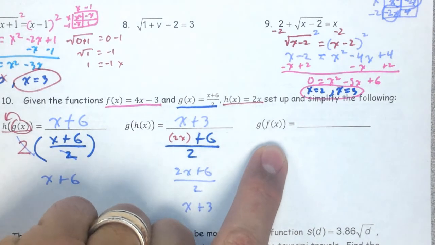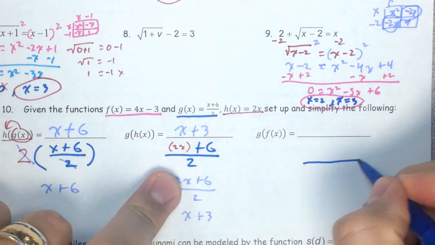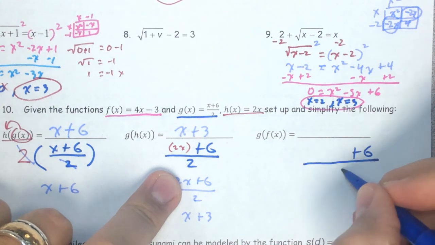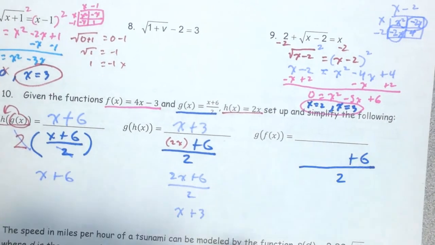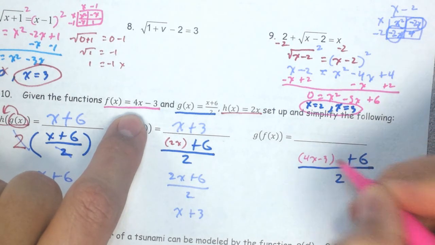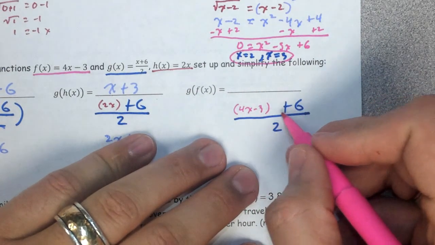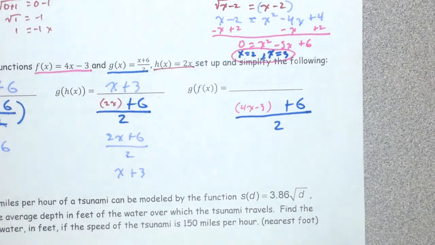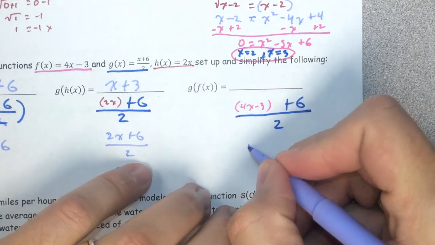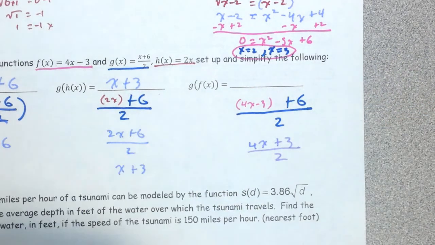Last one, g of f of x. G of f of x. So g, the outside one, is going to look like this one over here, plus 6, over 2, and inside my x right here, I'm going to put f. My f is 4x minus 3. If I simplify the top, I get 4x minus 3 plus 6. So I will have 4x, minus 3 and plus 6 are going to be plus 3, over 2.